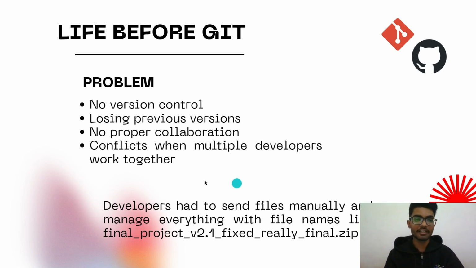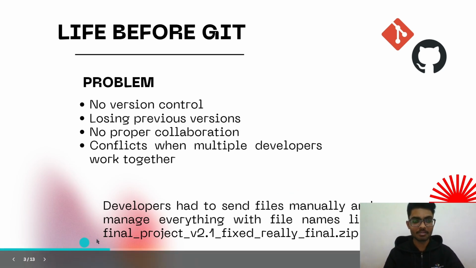So the problem, majorly, was that there was no version control, we were losing the previous versions, then there was no proper collaboration, because if multiple developers are working on the same thing, they did not have a platform where the code is actually the updated or latest code. They needed to connect with each other, get to know which is the latest code, then compare the changes manually, and this is a very hectic procedure. Then there were conflicts when multiple developers were working together, and developers had to send files manually and manage everything with file names. So you can see this big file name, final project version 2.1 fix really final.